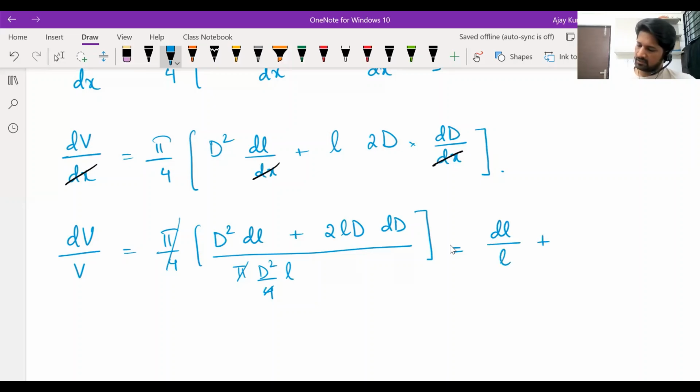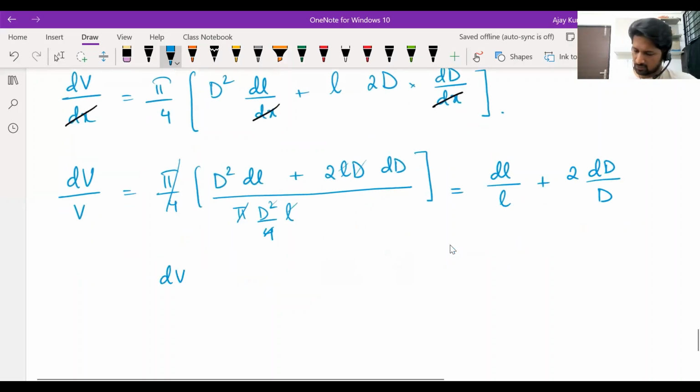Plus second term, 2LD dD divided by D square L. One D and one L will get cancelled. You will be left with 2 times dD by D. And this is what I said, relative change in volume. Let me use delta in place of d just to avoid confusion. Relative change in volume is relative change in length plus 2 times the relative change in diameter.